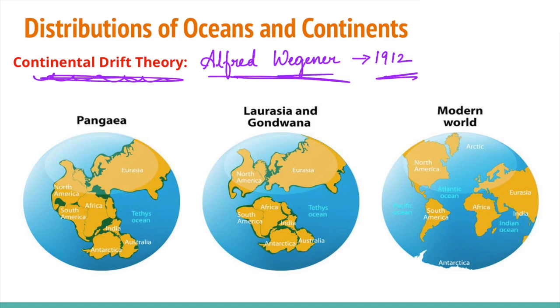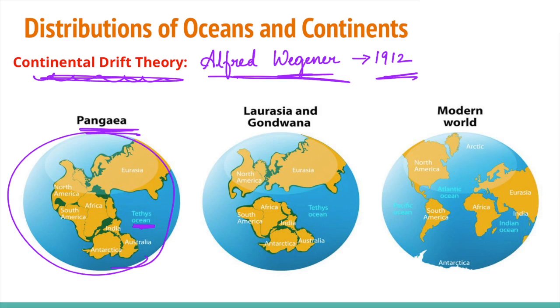According to Wegener, all the continents formed a single continental mass, and a mega ocean surrounded the continents. This supercontinent was named Pangaea, which means all earth. The mega ocean was called Panthalassa or Tethys Ocean, which means all of water.